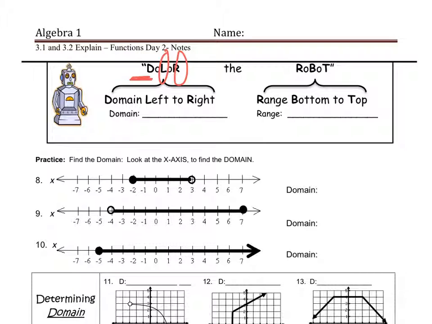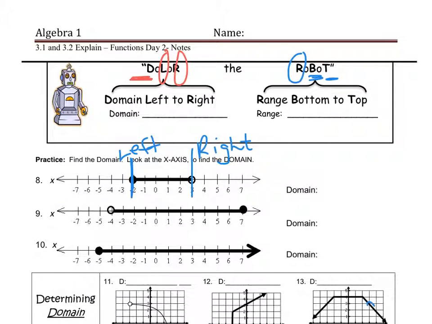So our domain, we always read left to right. And then our range, the robot, is bottom to top. So we will read our range bottom to top. So let's just practice on domain. And what I want you to do is to get in the habit of drawing a line when you're looking at domain. We want to draw a line at the far left. So I'm going to draw a line at the far left, and I'm going to write left. And I'm going to draw another line at the far right, and say right.